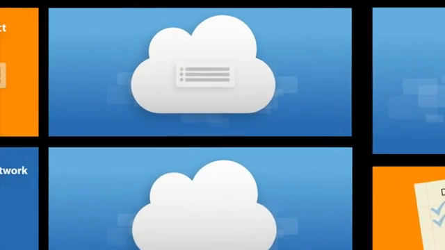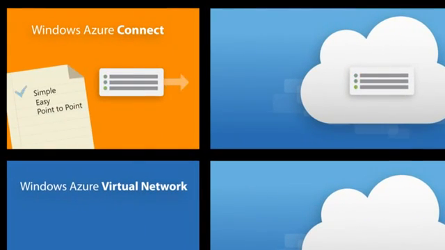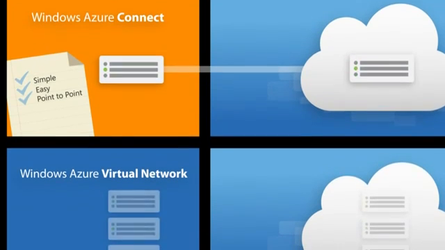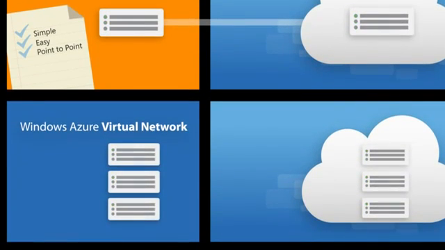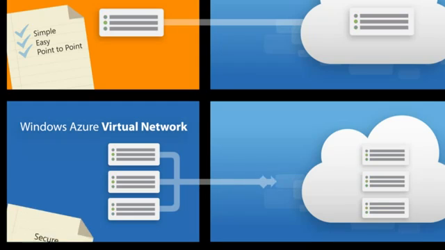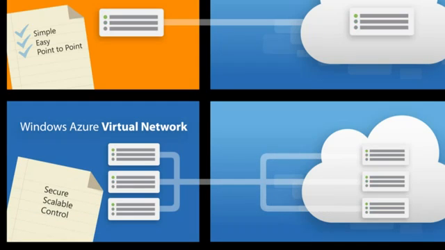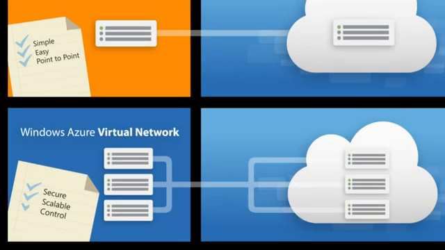To recap, Windows Azure Connect offers a simple and easy way to connect an on-premise machine to a machine in the cloud in a point-to-point fashion. Windows Azure Virtual Network, on the other hand, allows you to connect your on-premise environment to a virtual network of machines in Windows Azure in a manner that is secure, scalable, and gives you complete control.